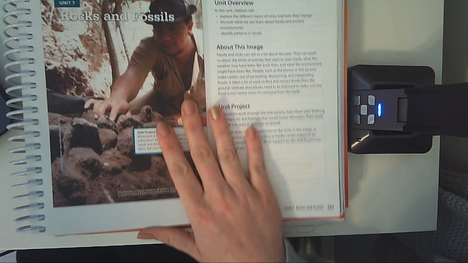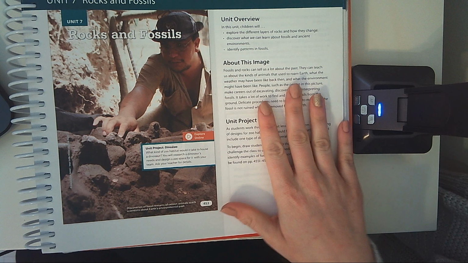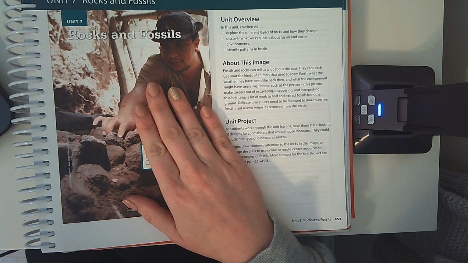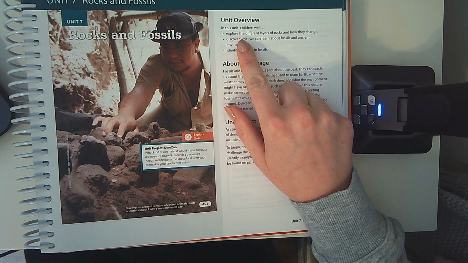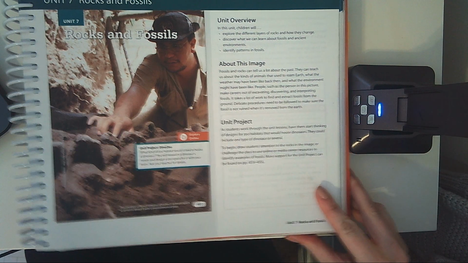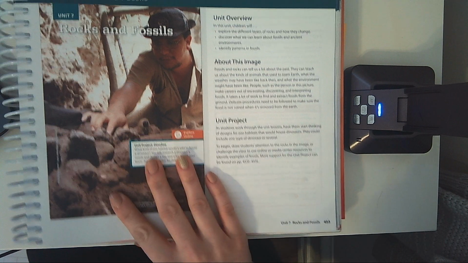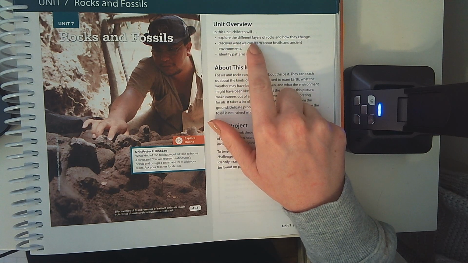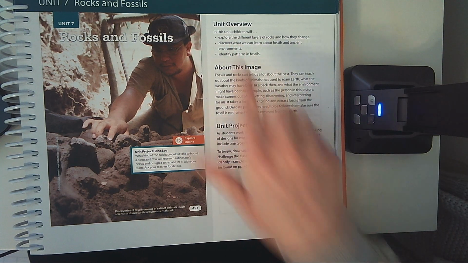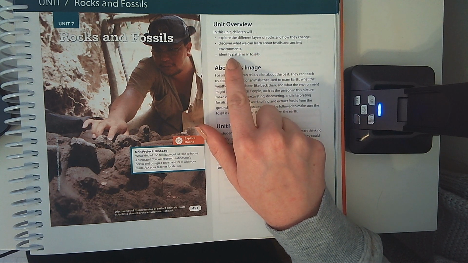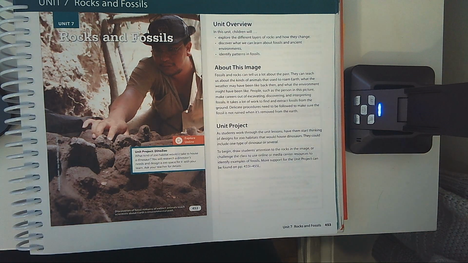So this is a page from my book, so it looks a little bit different than how your book would usually look. But all of Unit 7 is about rocks and fossils. So I thought this was important, the unit overview, that you as a student, or if you're a parent watching, this is what your student or your child should be able to do by the end of the unit. Throughout the unit, we'll explore the different layers of rock and how they change, discover what we can learn about fossils and ancient environments, and identify patterns in fossils. So those are some of our goals throughout the unit.